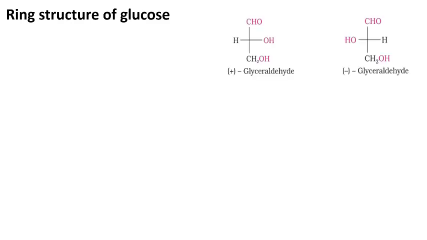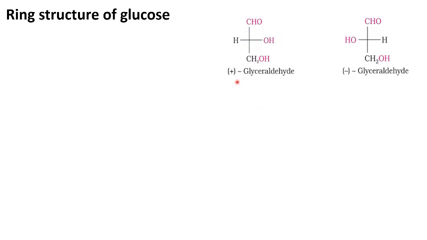Let us discuss the ring structure of glucose. See here, this is glyceraldehyde. In glyceraldehyde, this is a primary hydroxy group, this is a primary hydroxy group, here also a primary hydroxy group, and this is a secondary hydroxy. Secondary hydroxy means this hydroxy group is present on the carbon which is adjacent to the primary hydroxy.